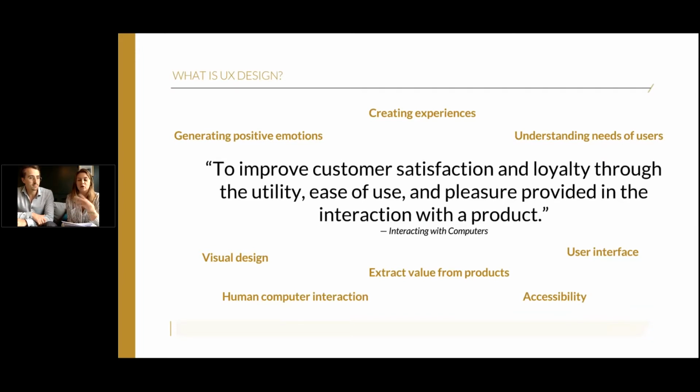Now, there's a lot of definitions of user experience design out there, but there's one goal rather behind UX design that people often go to, and it's quoted here: to improve customer satisfaction through utility, ease of use, and pleasure provided with the interaction of products. And now it incorporates a whole load of fields, including visual design, and can mean anything from generating a positive emotion to just making people feel relaxed when they're using a product. So there's a lot to think about.